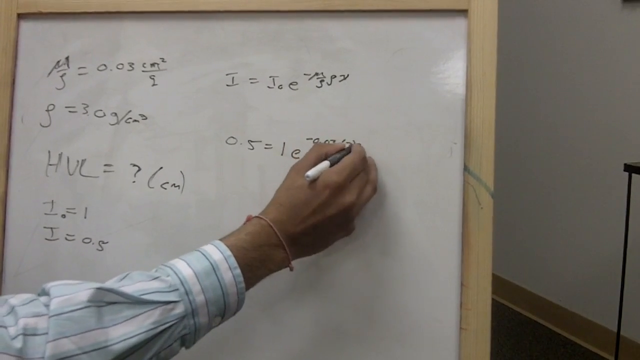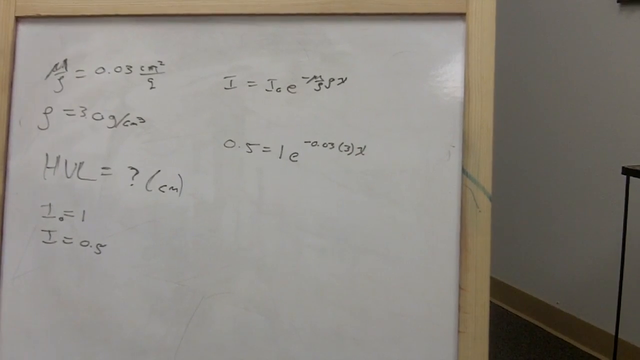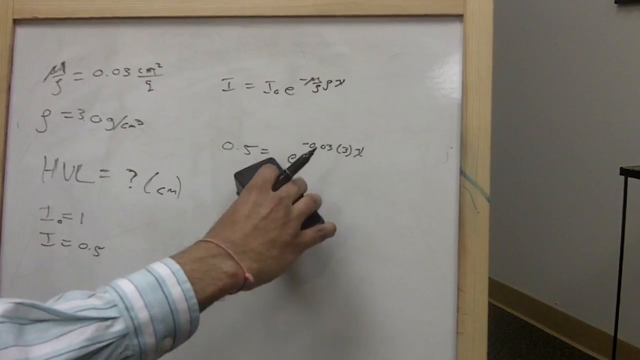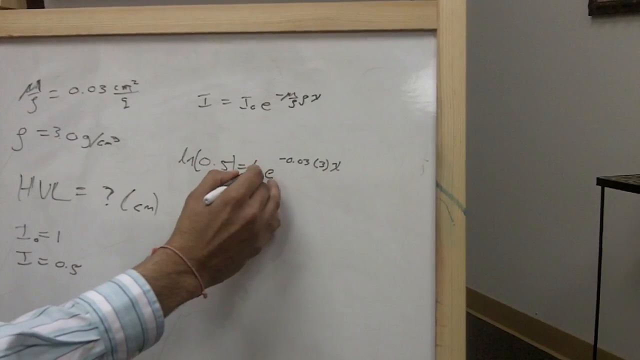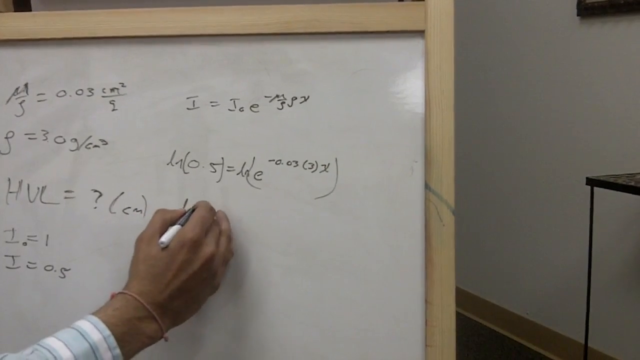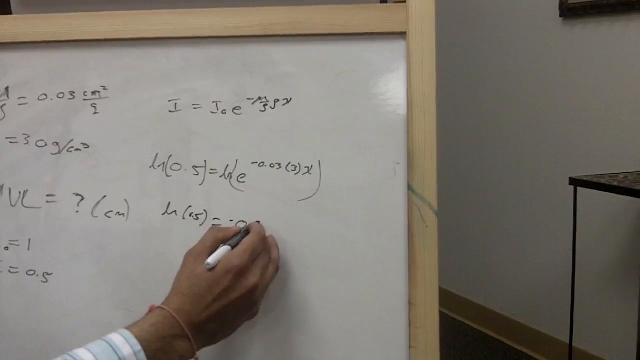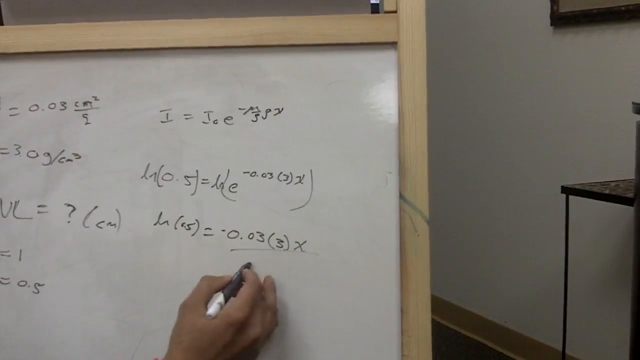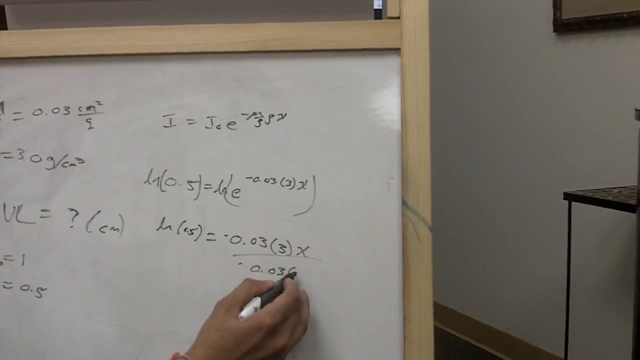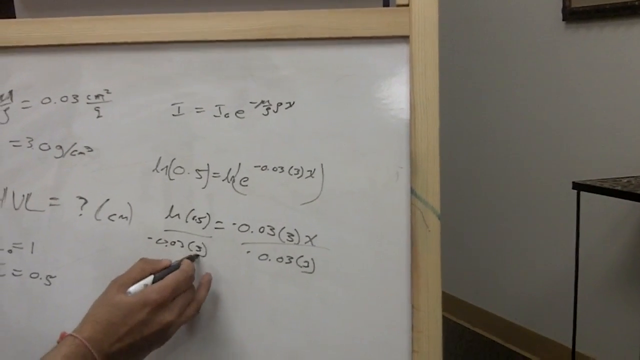I say 0.5 equals 1 e to the minus 0.03 times 3, x. In this case x is what we're looking for, right? X would be my HVL. I can then rewrite this. I can divide both sides by 1, right, to get rid of that. Then I take the ln of both sides because this trick is always fun to do. When we do that, we get ln of 0.5 equals just the exponent, right? I can divide this side by negative 0.03 times 3, at the same time divide this side by negative 0.03 times 3.